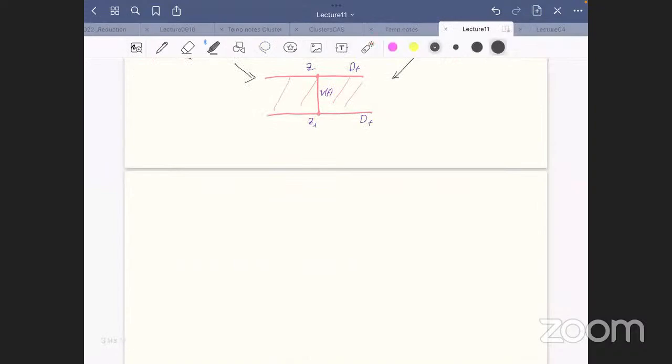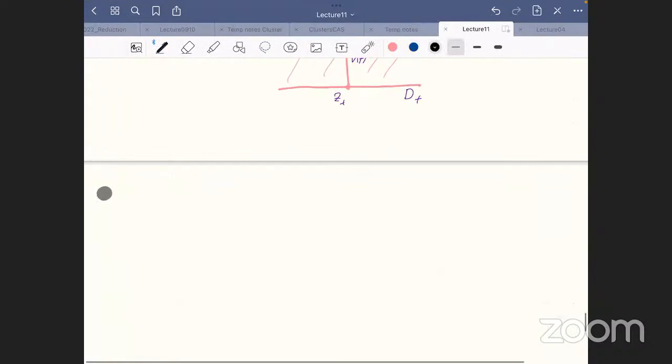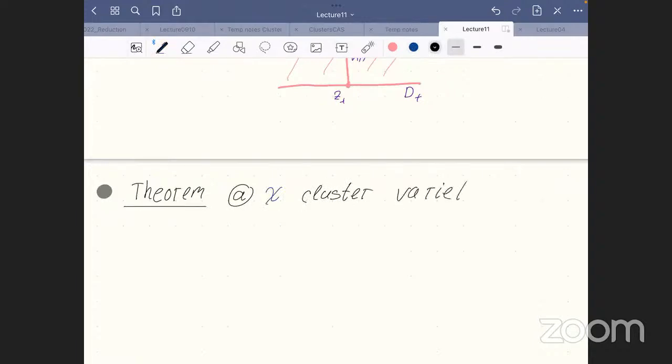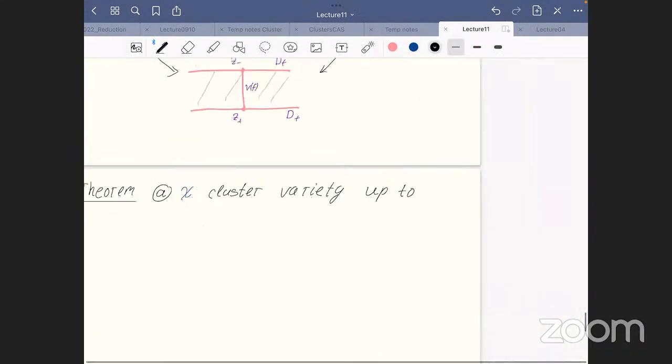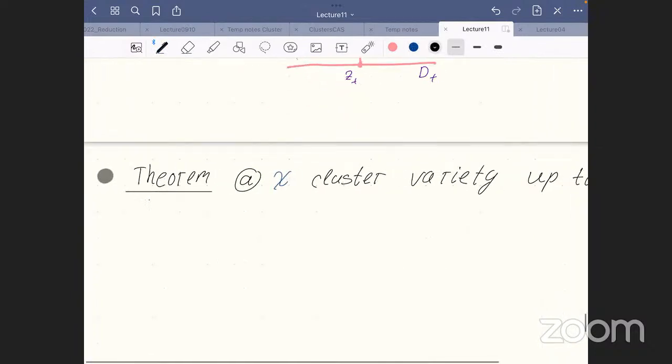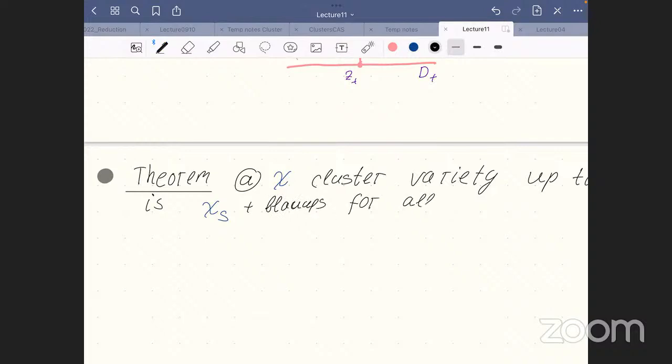If I go in this way for longer, I will not finish. I don't plan to do this next time. So I just did here the theorem. A: an X cluster variety up to codimension 2 is just the original X_s plus blow-ups for all unfrozen variables.